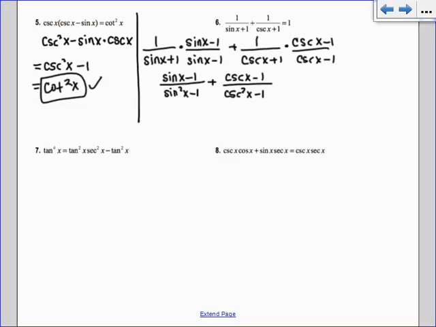So I know that sine squared x minus 1 is equal to cosine squared x. Actually, hang on, let me write this down. Sine squared x minus 1 is negative cosine squared x. But I had the sign missing. Okay, and the next one is going to be cosecant x minus 1 over cosecant squared x minus 1 is cotangent x.